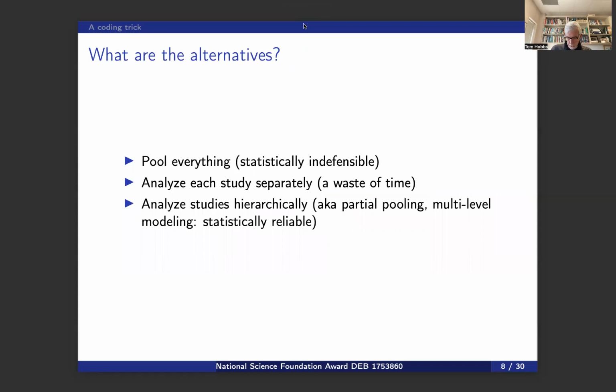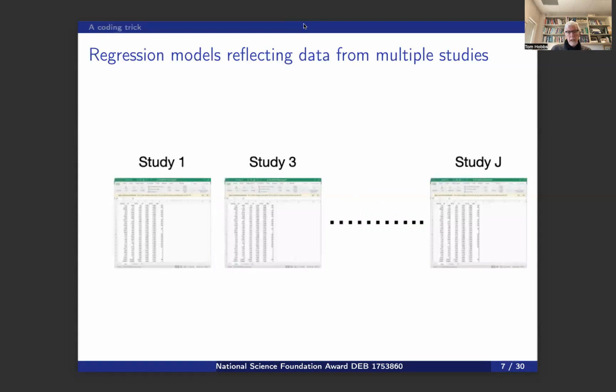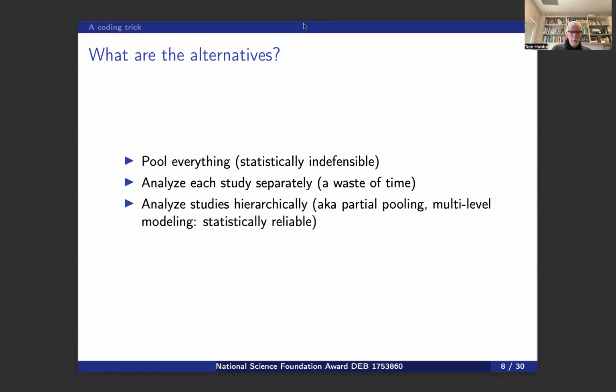So what are the alternatives to analyzing data sets like this? Well, the first one is we could pool everything. We could simply pretend that these data are not from different studies, throw them all into the same spreadsheet, and analyze them as if they were a single study. That might be convenient, but it's statistically indefensible.